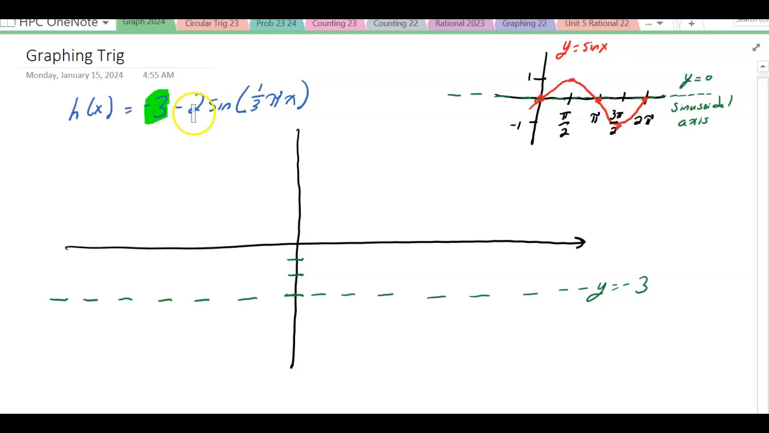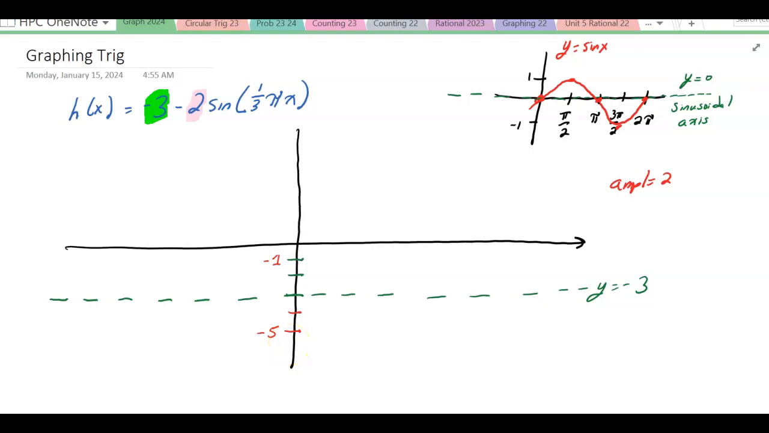We know that the amplitude is 2, and there's also a reflection by the negative. So the amplitude is 2, and there is a reflection, so I know I will be up at -1 and down at -5. So the mins and maxes will occur at -1 and -5.